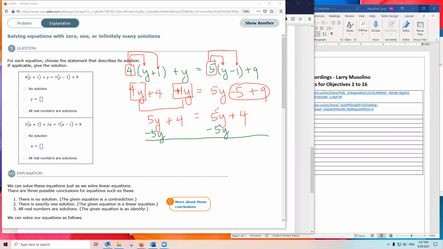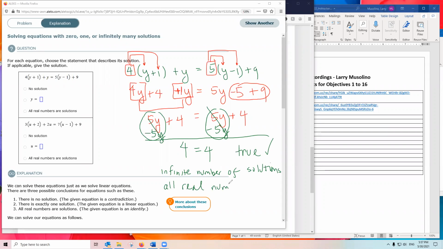Well, notice what happens. Kind of a strange thing happens. This 5y cancels out with the subtraction of 5y. This 5y on the left side, same thing, cancels out. I'm left with the equation 4 equals 4. So notice the variable y canceled out on both sides, and I'm left with a true equation because 4 equals 4 is true. Well, when that happens, we say there's an infinite number of solutions. Or you can say all real numbers are solutions. So this is our answer on this one.